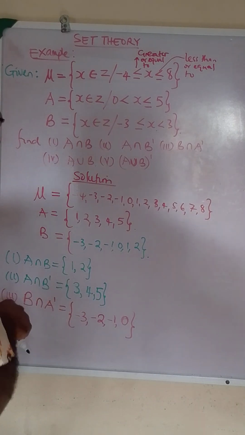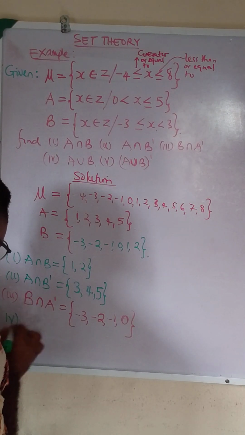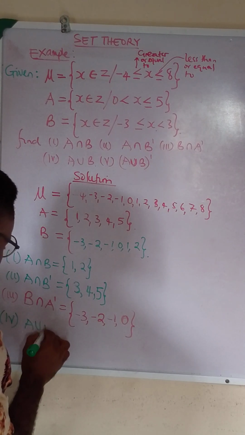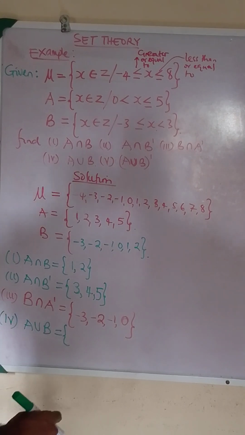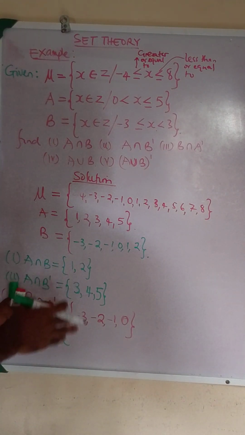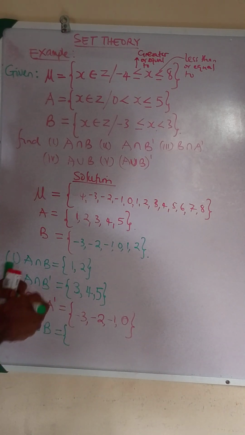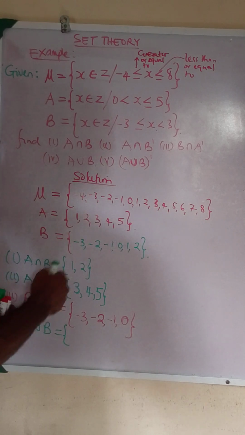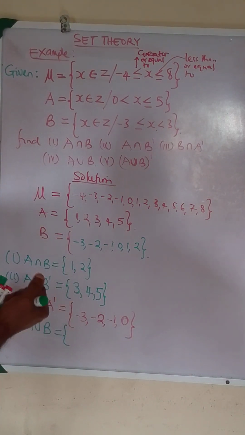So we go to IV, this other one. That is to find A union B. What this implies is we are going to bring together all the elements that are in set A and all the elements that are in set B. That is the meaning of A union B. All the elements in A, and all the elements in B, but you're not going to repeat any elements.